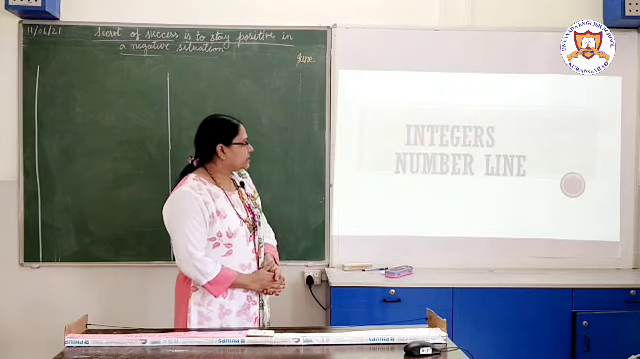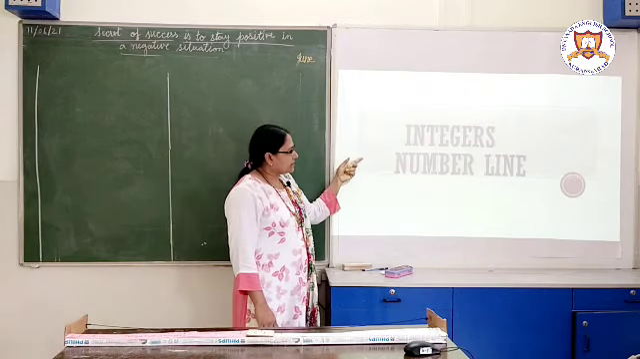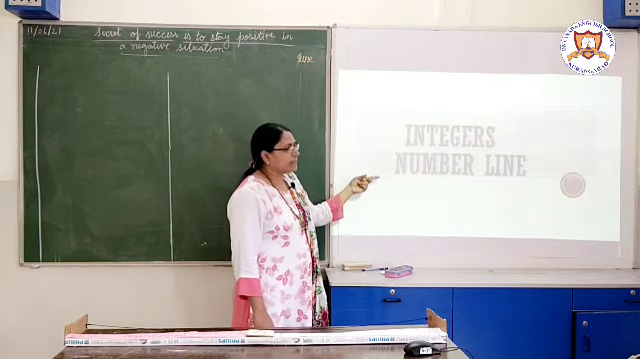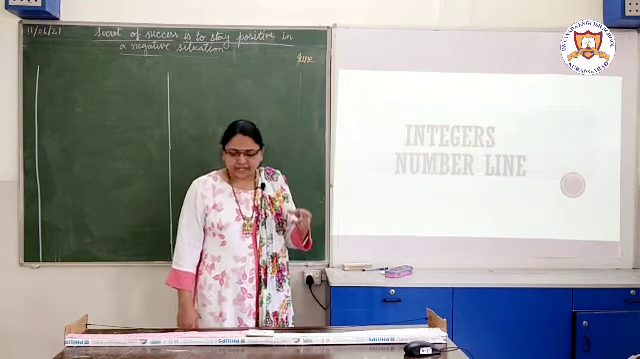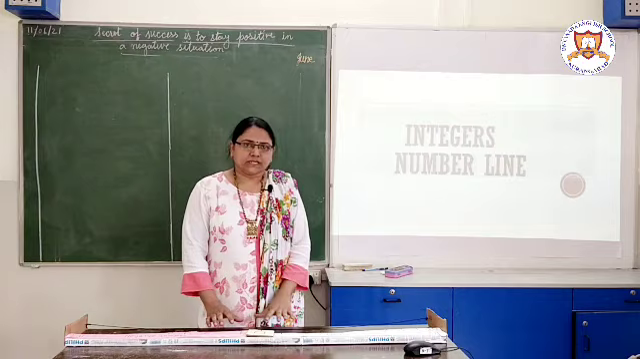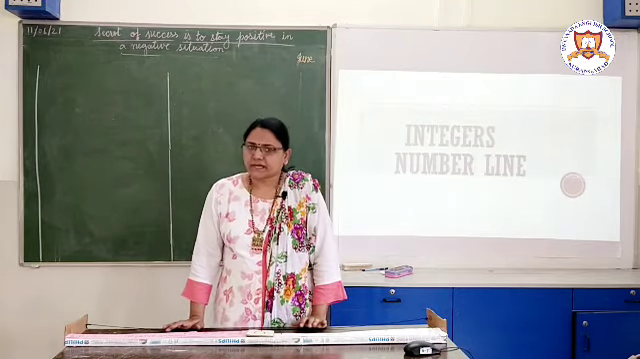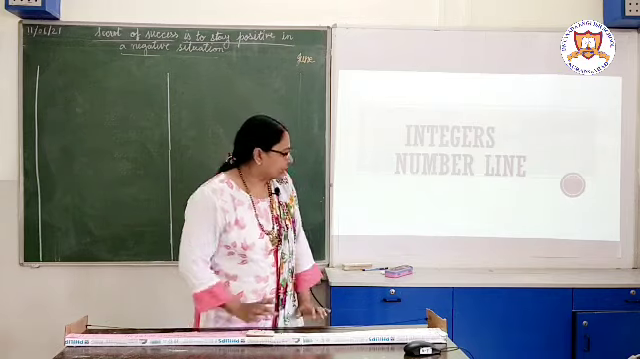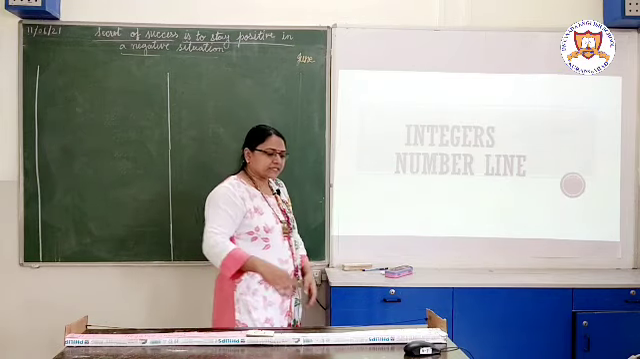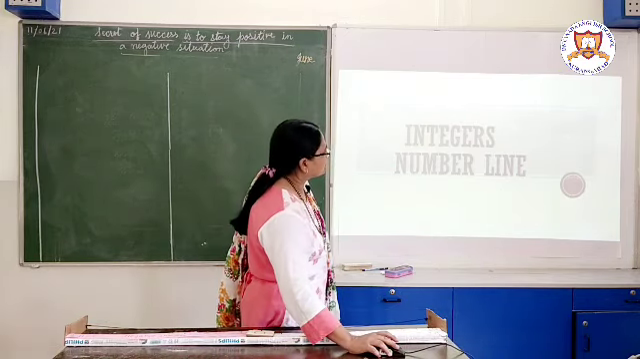Now today we will learn about integers, and in that we will see the topic number line. What is meant by a number line? The numbers are arranged on a line in a specific way. That is called a number line. Now we will first see the definition of integers.